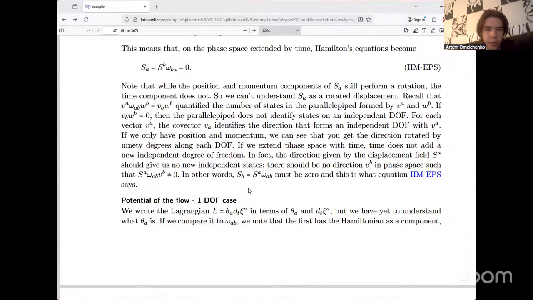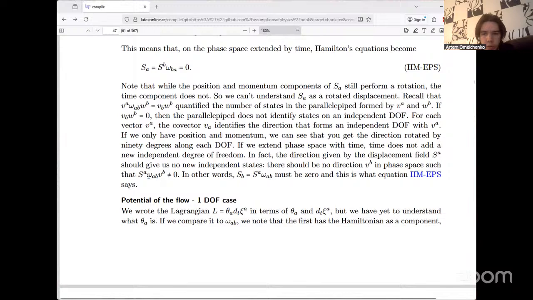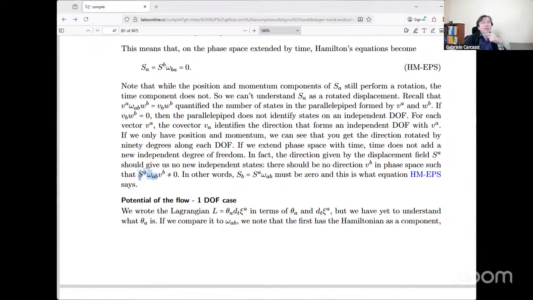We say that the first part S^A times omega_AB should be 0, so there shouldn't be any V^B that has a component in the other direction. So I'm justifying why this thing should be 0.